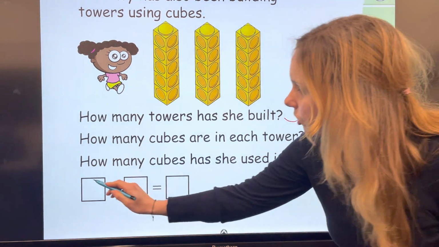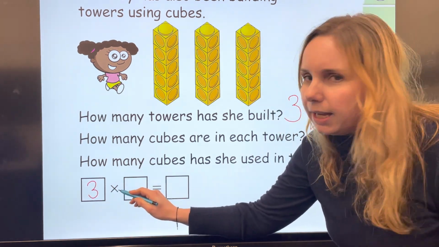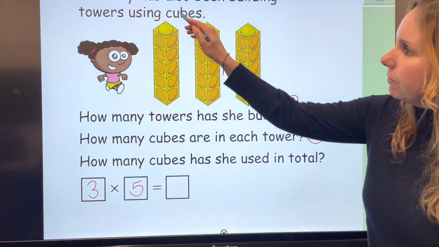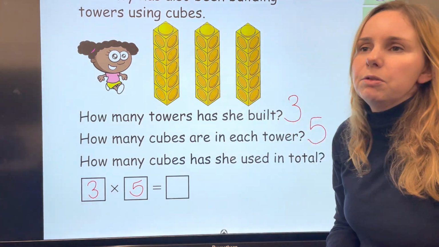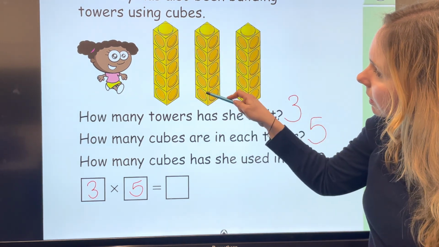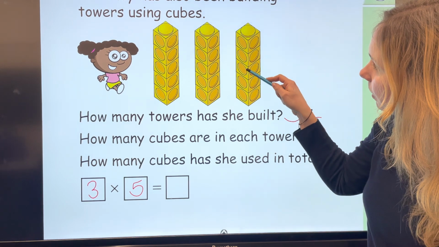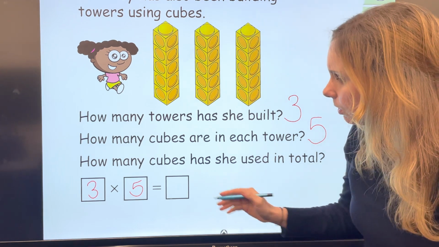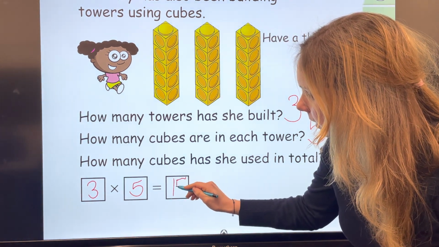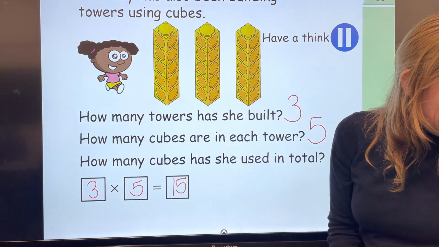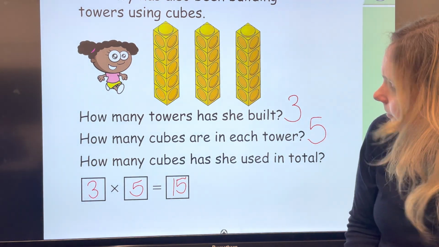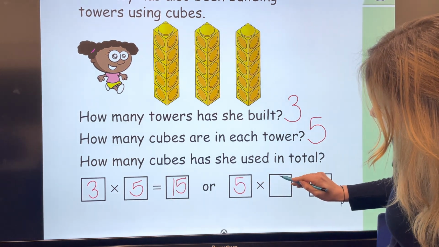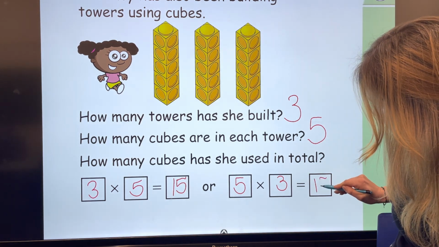So I could write my multiplication as 3 multiplied, or we might say times table, or lots of, or groups of 5 equals, I'm going to count in 5s, 5, 10, 15. Remember, if you're not confident, you might count 5, 6, 7, 8, 9, 10, 11, 12, 13, 14, 15. But we should be getting quite good at counting 5s and it speeds things up for us. So that's 15. We can have another look at how we could write that. So we could swap the numbers around. So I have 5 multiplied by 3 is 15. So well done if you had that as well.